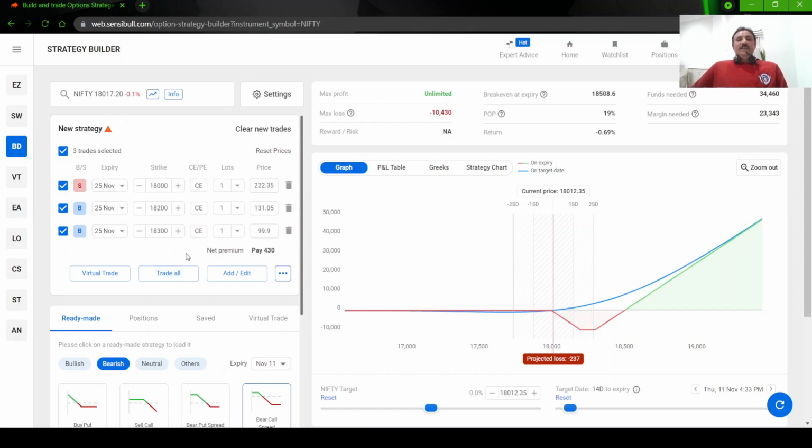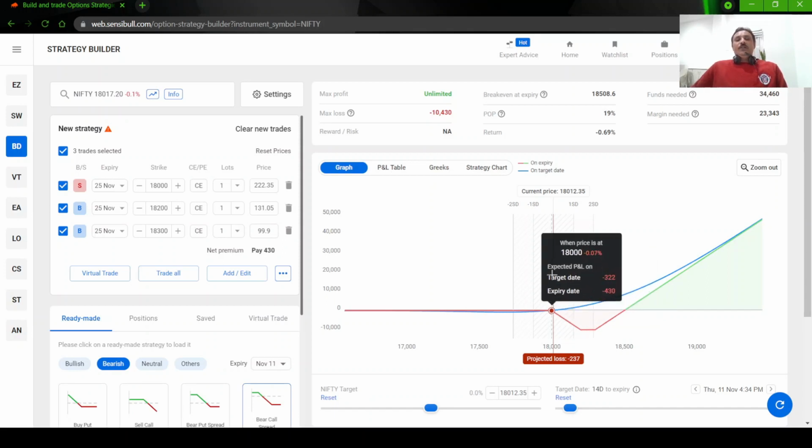In this strategy, when do we get our maximum loss? Our maximum loss happens when your market spot is at or between your two buy strikes. You see, your maximum loss in this strategy is 10,400 rupees. So when will the maximum loss hit on expiry? When the market is at either the 18,200 middle strike or the higher strike 18,300. In between, wherever it expires, the strategy will give the maximum loss.